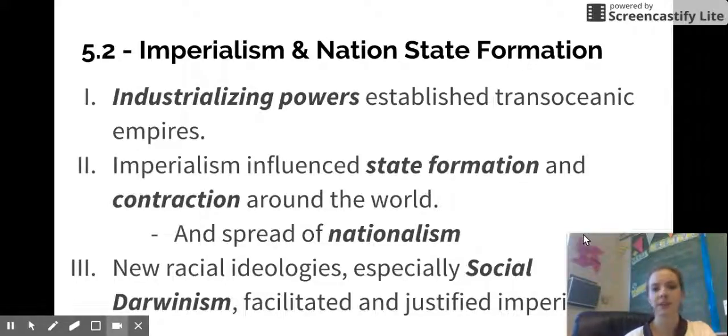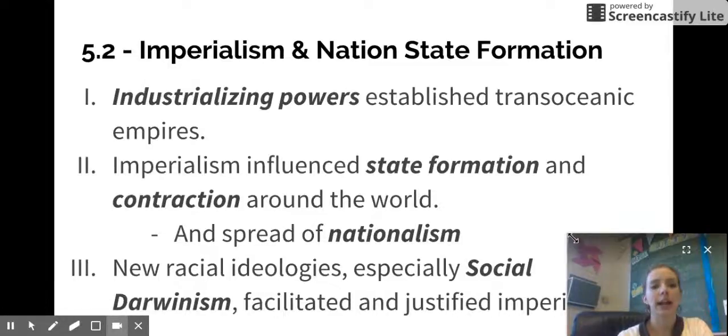AP identifies three things. They basically look at the industrializing powers. How does industrialism in Europe and then as it spreads to America, Japan, Russia, how does that cause transoceanic empires? And then how does that affect state formation and state contraction, the end of states, which I'm going to connect as well to nationalism? And then what are the motivations that justify this in social Darwinism? We're going to look first at who are the powers in particular, and then the justifications, and then we'll go back to how this influences other nation states.